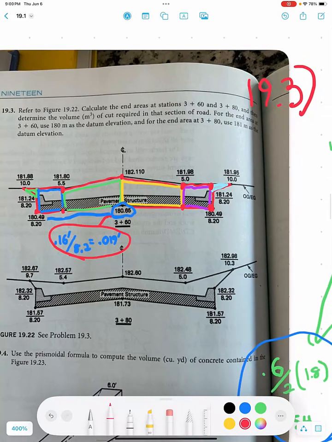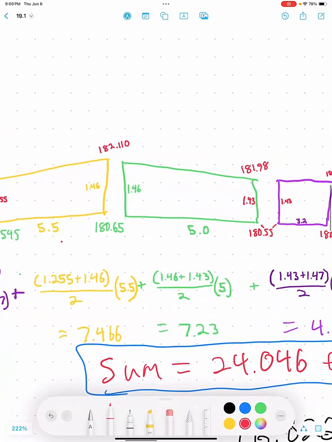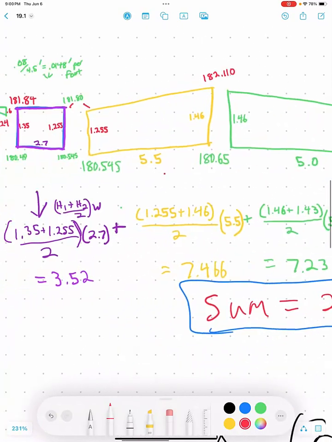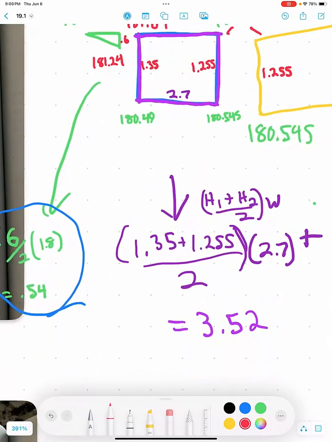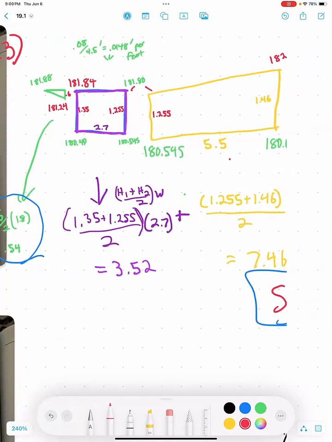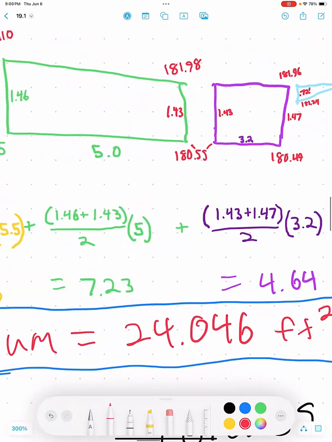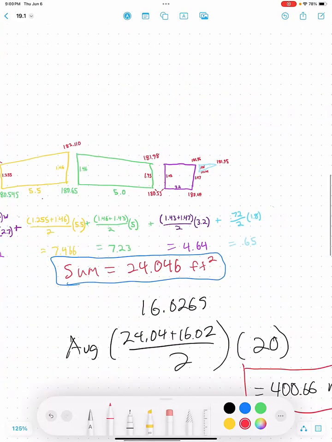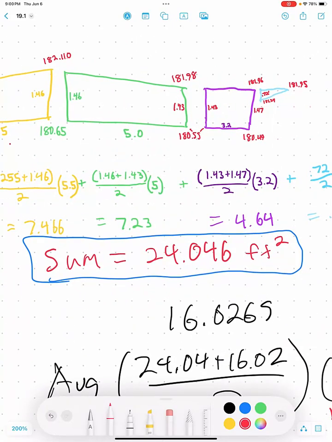So you can see I broke this up. I've got triangle, triangle, trapezoid, trapezoid, trapezoid, trapezoid. So 2 triangles, 4 trapezoids, and that's what you're seeing reflected here. Those all correspond to the different colors. The triangles are simple, 1/2 base times height. Again, trapezoid formula, (h1 plus h2) over 2 times width. Adding all of that up, I got the sum of 24.046 square feet there. Or sorry, that should be meters. Watch our units.